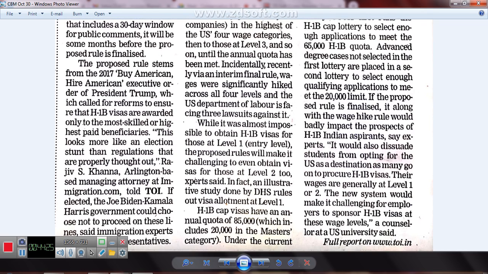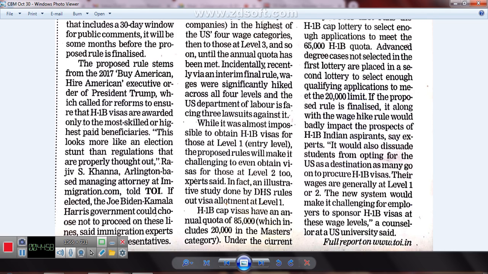So this is what you need to understand. The Indian software engineers who go to America are generally paid under level 1 and level 2, that is lower wages. Now if the new policy is implemented as proposed by Donald Trump, it will be very expensive or very difficult for US employers to hire skilled workers under level 1, that is a lower wage category, or level 2. The new system would make it challenging for employers to sponsor H-1B visas at these wage levels.